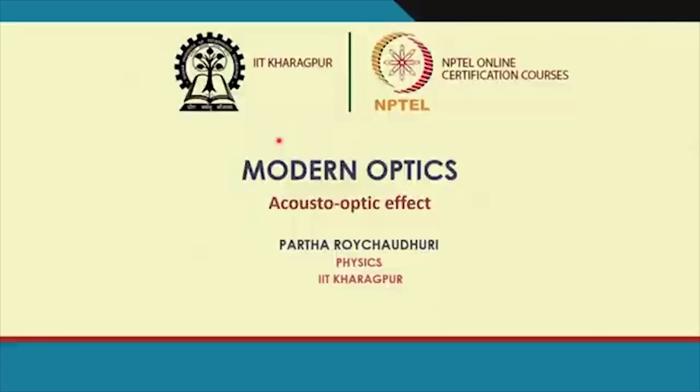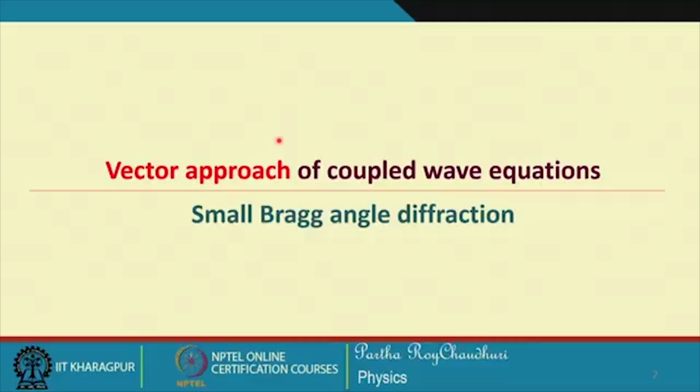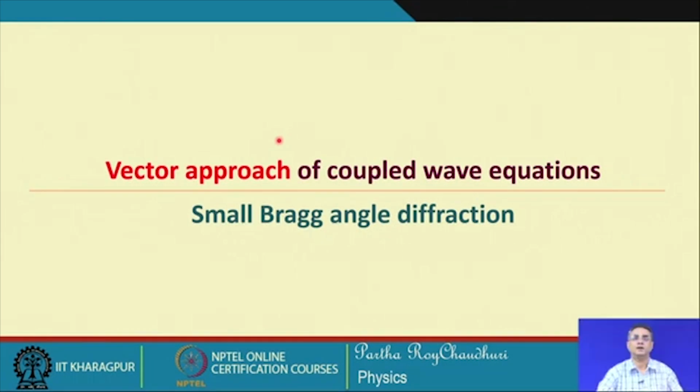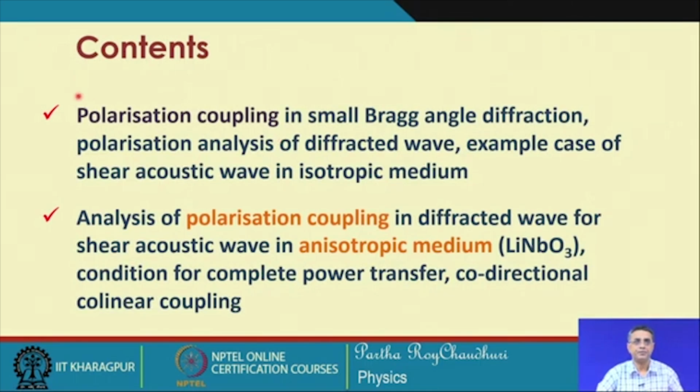We were discussing this polarization coupling for small Bragg angle diffraction, and we used this vector approach of the coupled wave equation for this small Bragg angle diffraction. Now, we will see the other possible situations for this polarization coupling in the case of small Bragg angle diffraction. Using this vector wave formulation, we will analyze the diffracted wave in terms of its polarization with example cases.